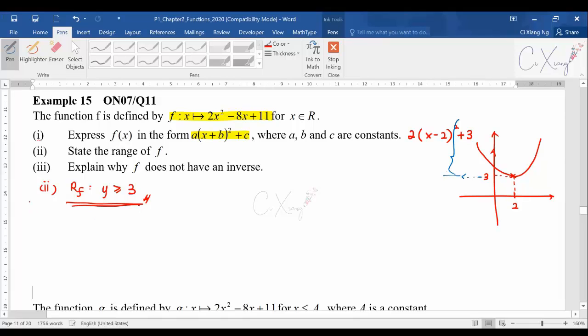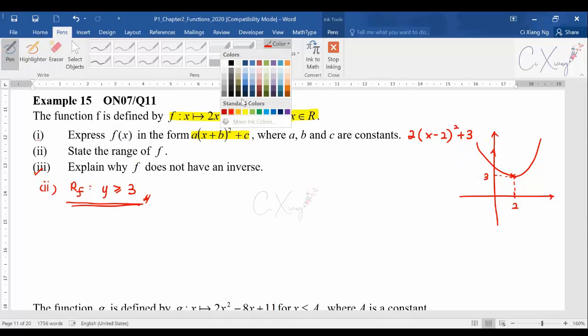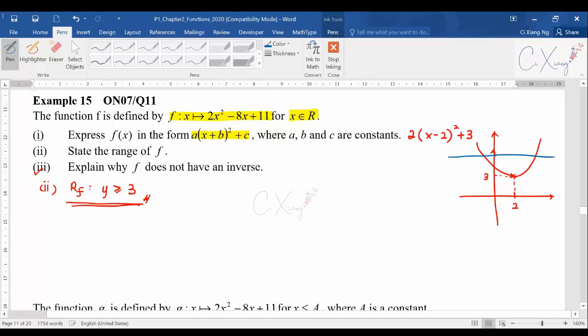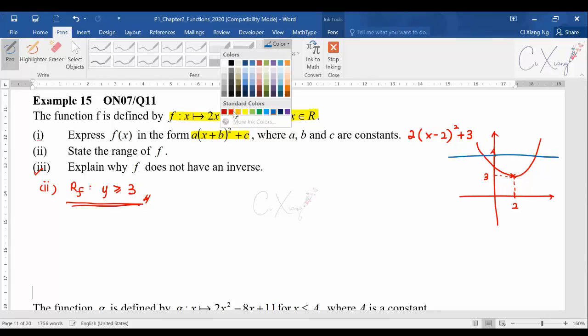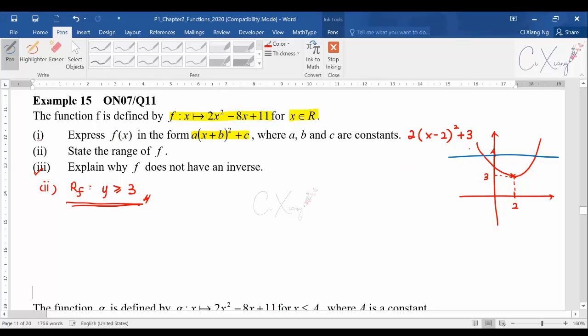Okay. Then part number 3, they ask you to explain why f does not have an inverse. If you look at the graph that I sketched just now, you actually have to also refer to the domain. So the domain is x can be any real number. So you need to consider the whole U shape in your f(x). They're asking you why this one doesn't have any inverse function. What is the reason? So very obvious. If you draw any horizontal line through the curve, you will see that most of the time they have two intersection points, right?